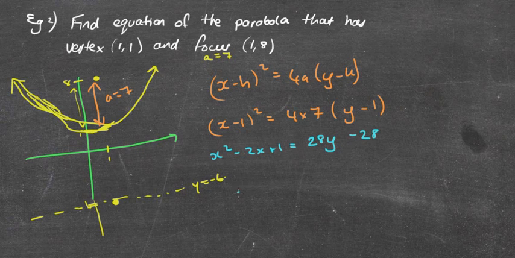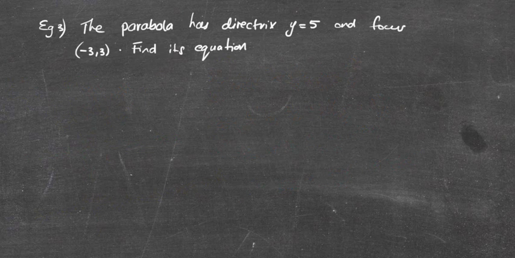Chuck it all on the left hand side. We get x squared minus 2x minus 28y plus 29 equals 0. Bob's your uncle. Okay, you can see here that realistically the diagram wasn't massively important, but certainly it helps to figure out what that a value is, and I like drawing it anyway. It makes a bit more sense of it.